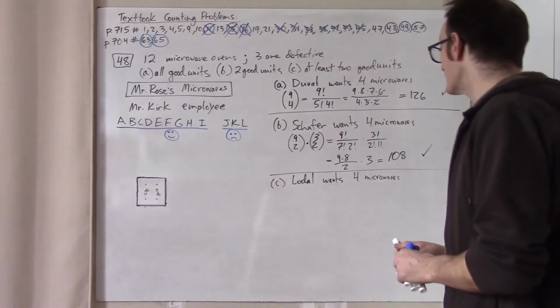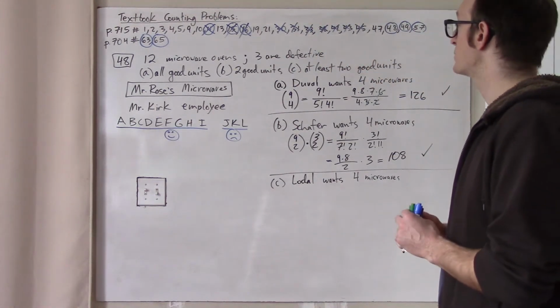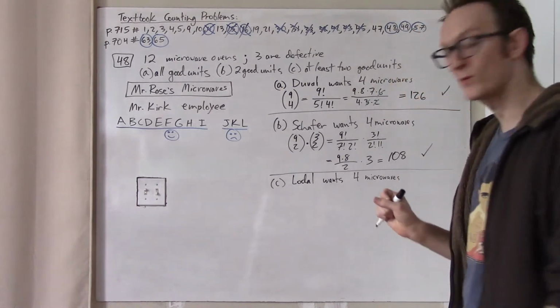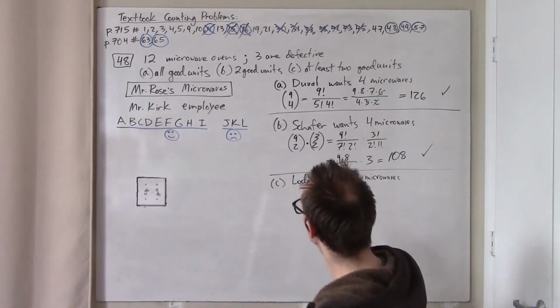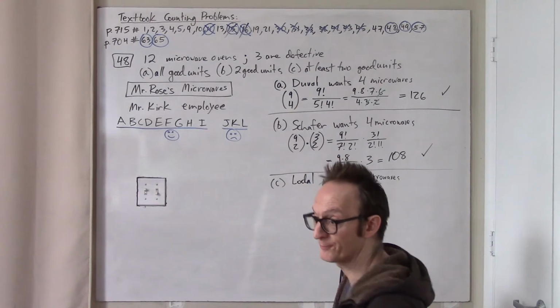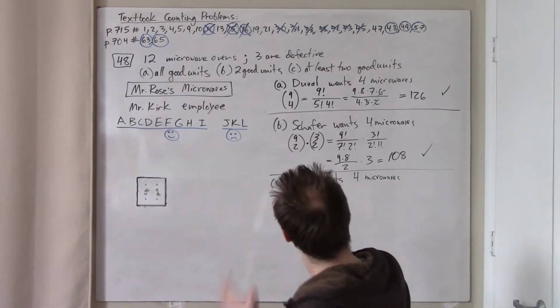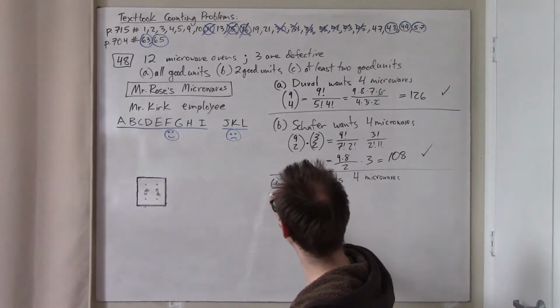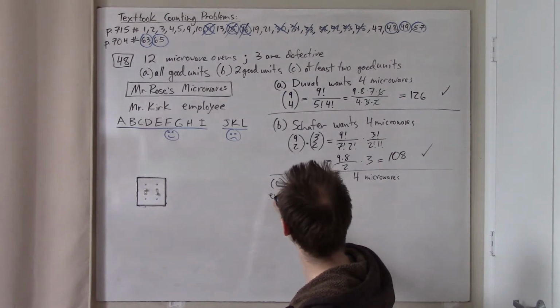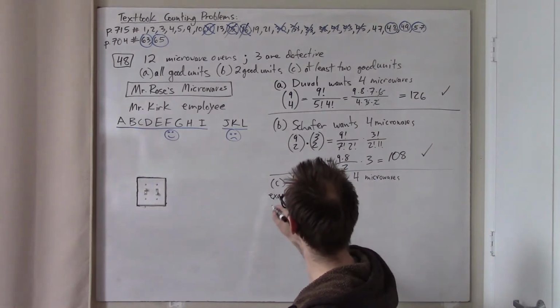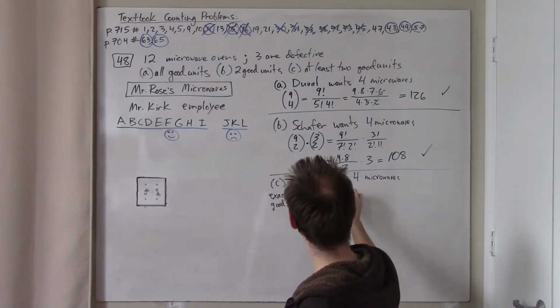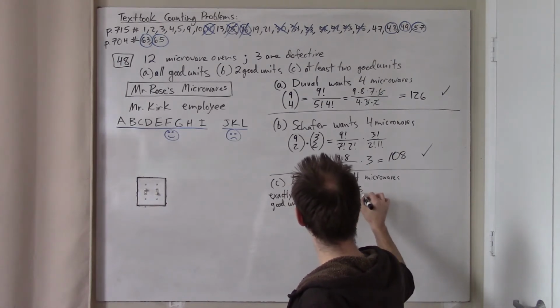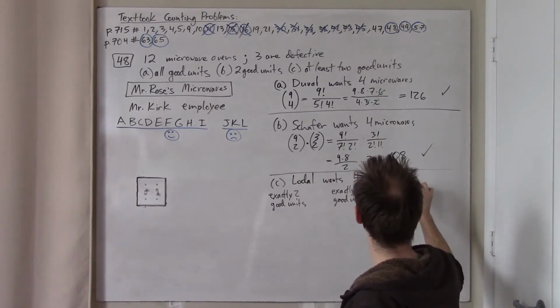Okay, so if Lodal wants 4 microwaves and I tell Kirk to give him at least 2 good ones, then one way to do this problem, probably the best way, is to count. Now I'm using the additive principle. I am going to partition the total number of ways by the number of ways in which Lodal receives exactly two good units, or exactly 3 good units, or exactly 4 good units.